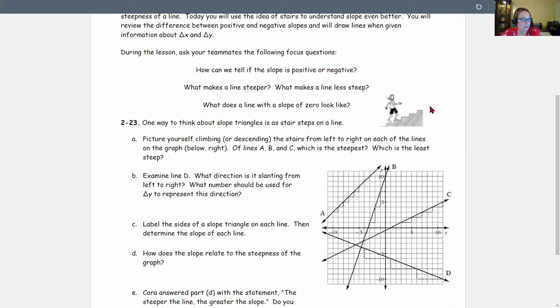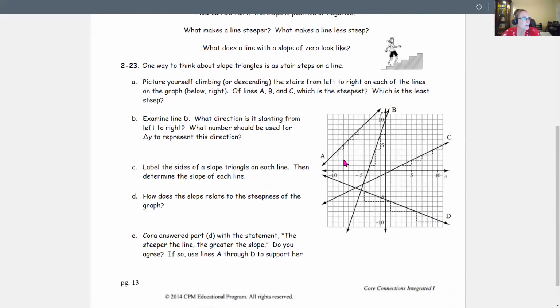Is it decreasing? It says here, one way to think about the slope triangle is as stair steps on a line. Picture yourself climbing or descending the stairs from left to right on each of the lines on the graph below. Of lines A, B, and C, which is the steepest, which is the least steep? Let's take a look at that.